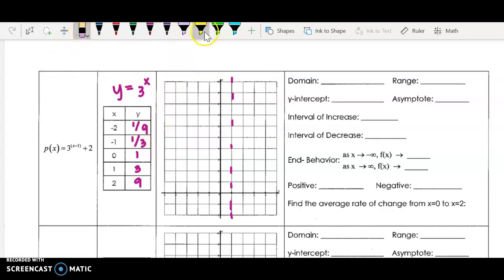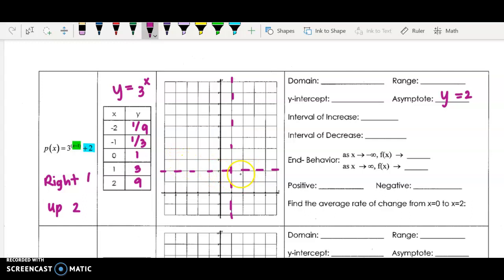Now we'll look at the equation of our transformed function and identify the transformations. We have a horizontal shift to the right 1 unit. So I have my horizontal shift line here on my graph. We also have a vertical shift up 2. So right 1 and up 2. So my asymptote will be y equals 2.